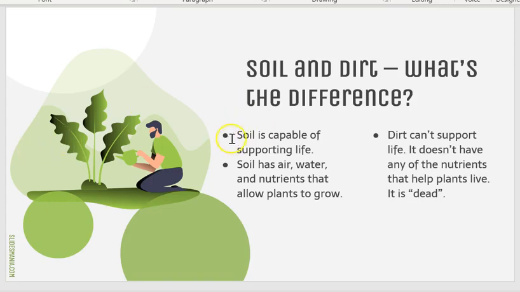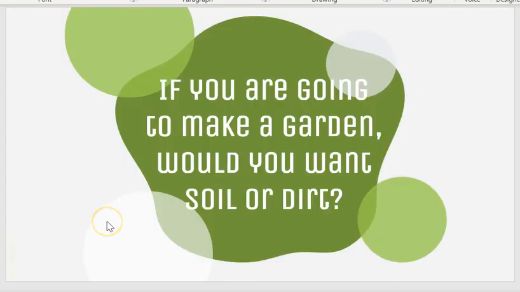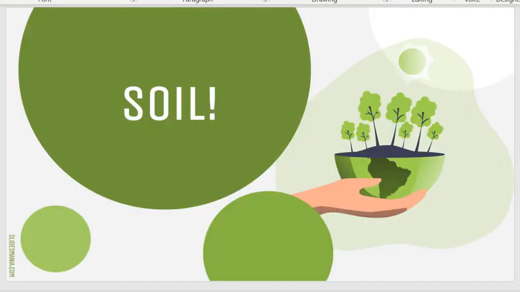First of all, soil is capable of supporting life like plants or animals. Soil has air, water, and nutrients that allow plants to grow. But dirt can't support life. It doesn't have any of the nutrients that help plants or animals live. It is dead. So if you are going to make a garden, would you want soil or dirt? You'd want soil, of course, because it has the air, nutrients, and water that will help plants grow.